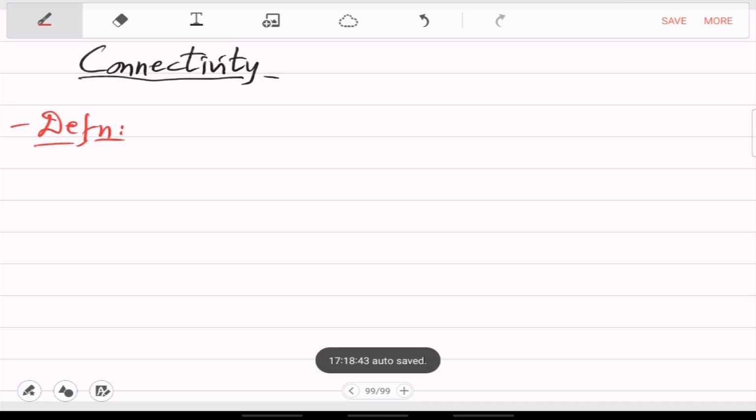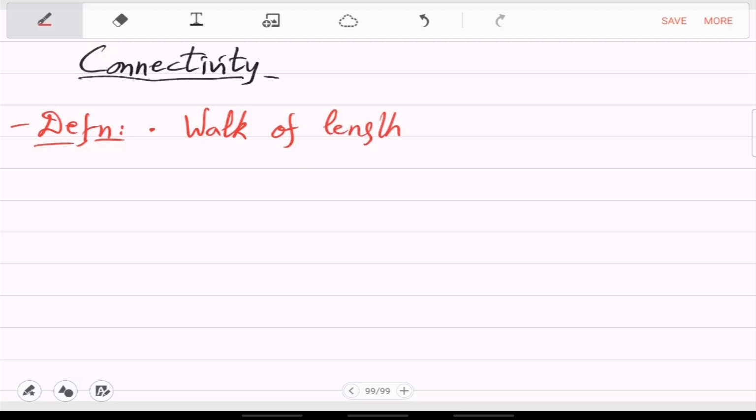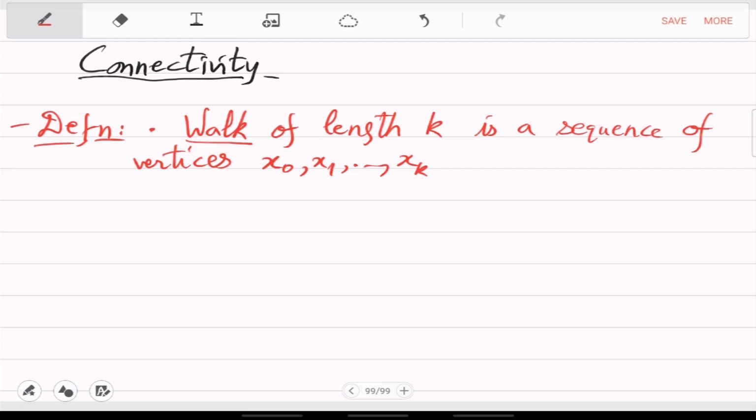So, the way you can walk is, first is definition of a walk. So, walk of length k is a sequence of vertices x0, x1, ..., xk, where, what do you want in the sequence of vertices? From x0 to x1 there is an edge, right, and x1 to x2 there should be an edge. So, where each of these xi, xi plus 1 should be an edge in the graph for all i, 0 to k minus 1.